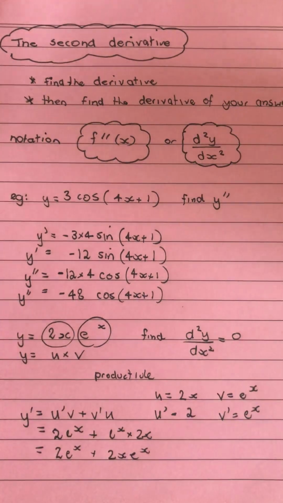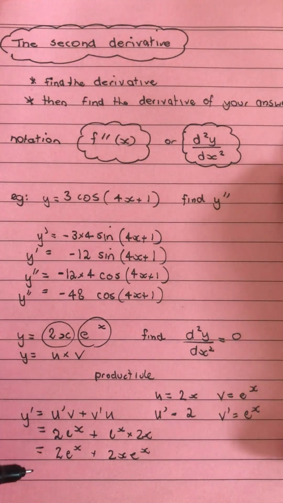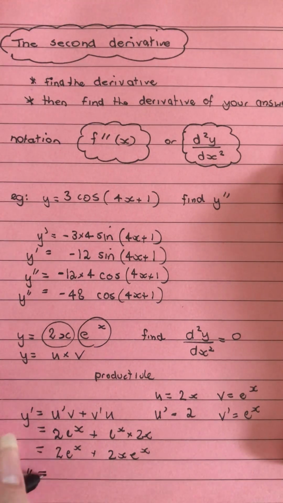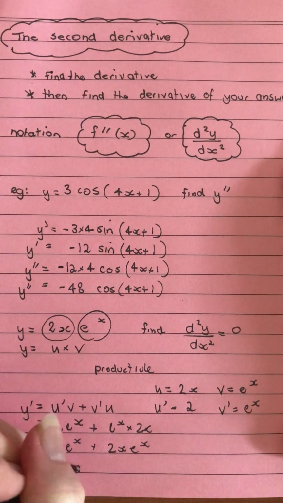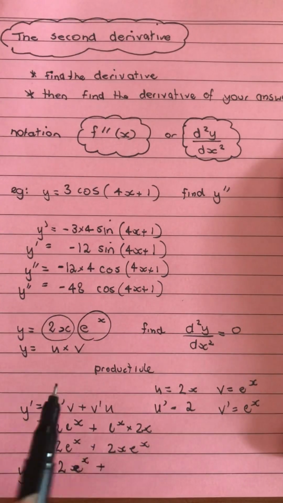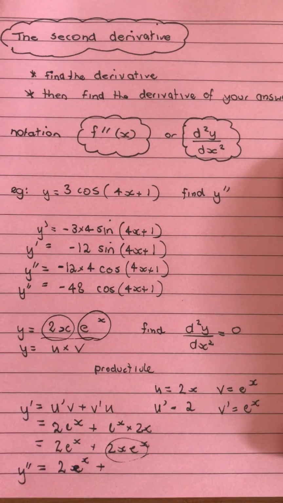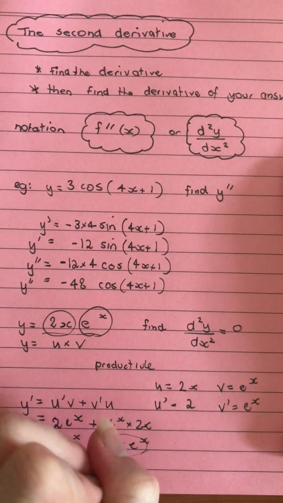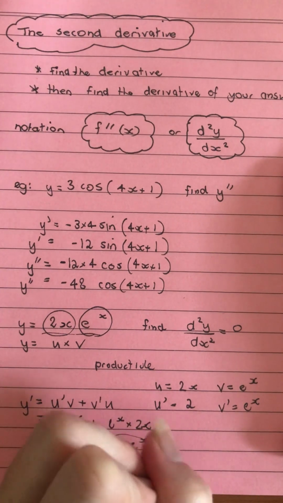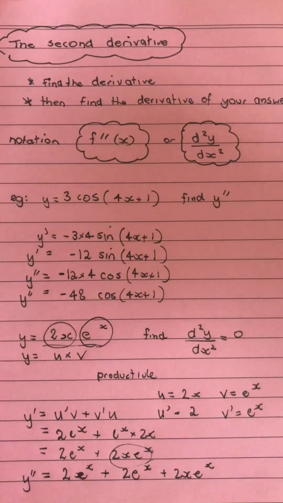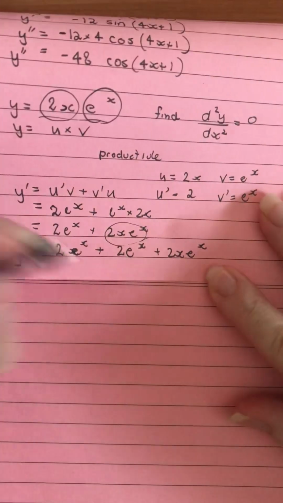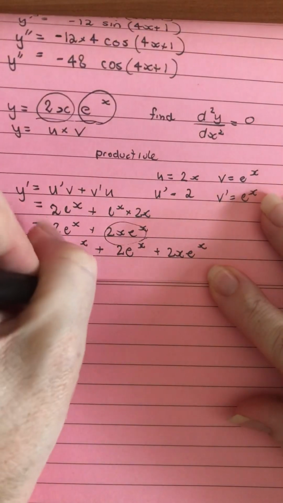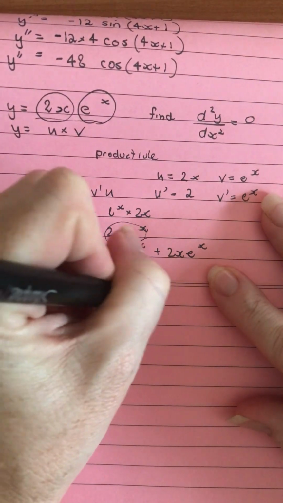Now, we then have to do the derivative again. Luckily, we do have a little shortcut we can use. We know that the derivative of 2e to the x is just going to be 2e to the x. Then we've already done 2x e to the x, so that's what we started with. So we can put that answer straight back in: 2e to the x plus 2x e to the x. That saves us doing that whole derivative section again. Then we can simplify that to 4e to the x plus 2x e to the x.